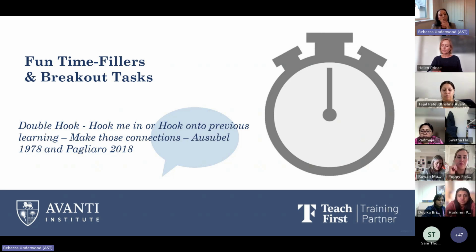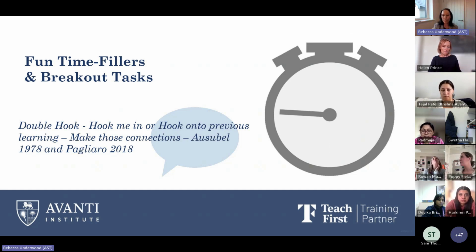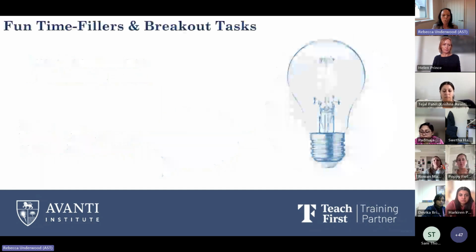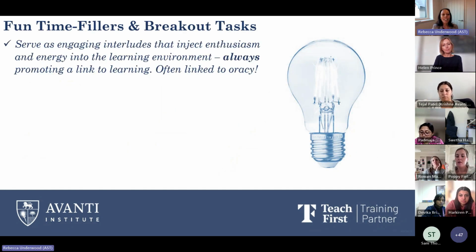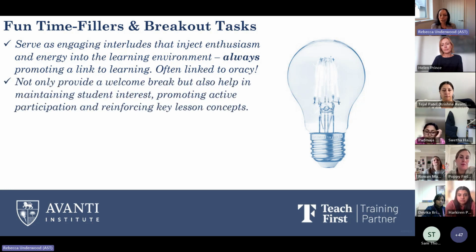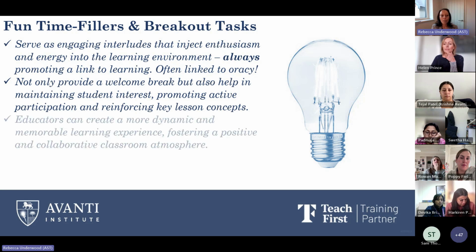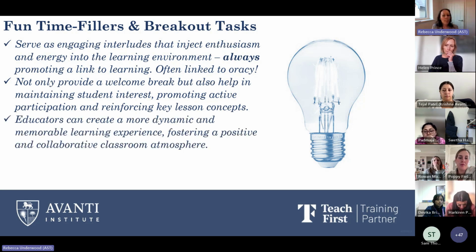I mentioned, didn't I, this double hook, so I'll move on from there, but that hook, get me in, also hook me to my previous learning, and then I'll remember. I think that's important too. So some of my ideas when it comes to games and breakout tasks, like those time fillers on a wet Tuesday afternoon, as we said, engaging interludes, a little bit of a break, often linked to communication, but again, making it fun. They provide a break, like I've mentioned, but they also help in maintaining that interest, that active participation, and reinforcing those key concepts of the lesson. You yourselves can create a more dynamic and memorable learning experience for yourself as well.